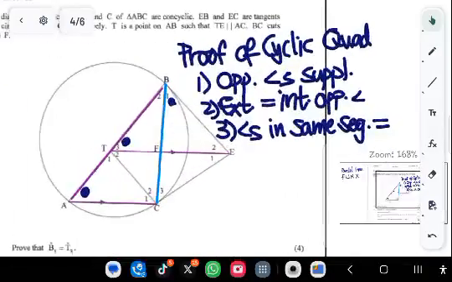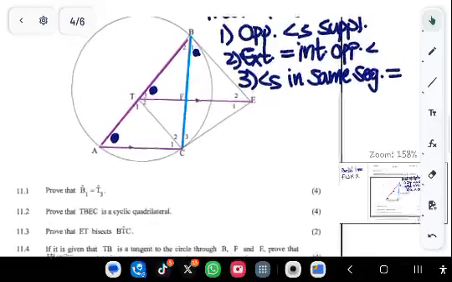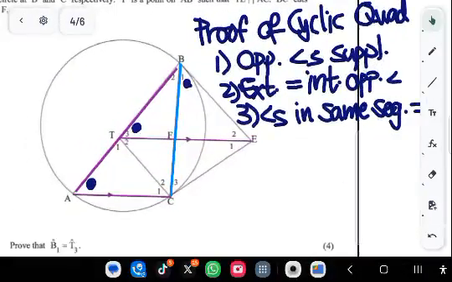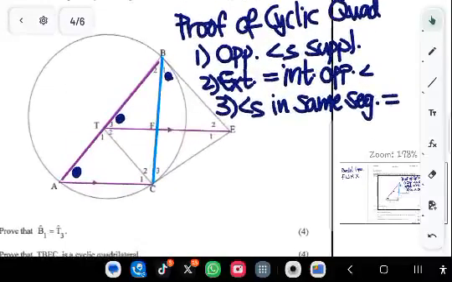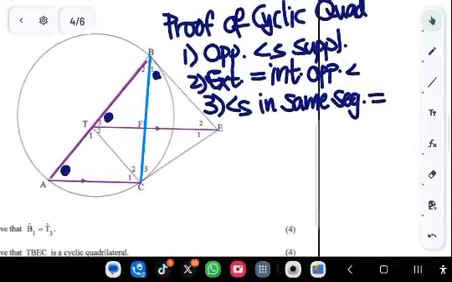Now let's see which one will be best for this scenario. We want to prove that TBEC is a cyclic quadrilateral. Opposite angles supplementary? There is no way we can prove that they will add up to 180 degrees because we're not given values for angles. Same story with the external angle of the cyclic quad. We cannot say for sure because we're not given values for these angles. However, we can try and see if the angles in the same segment are equal without the values.